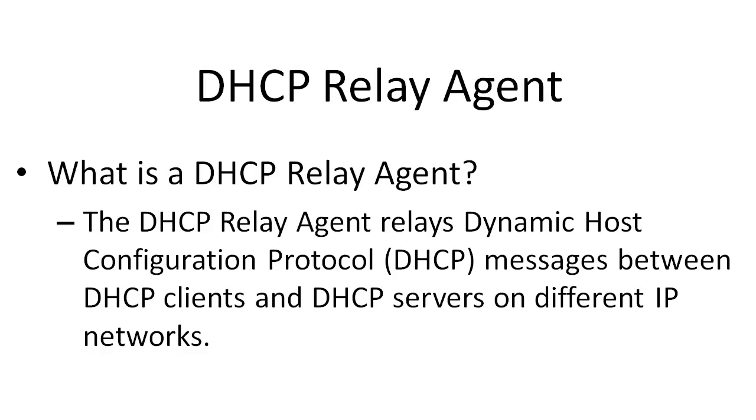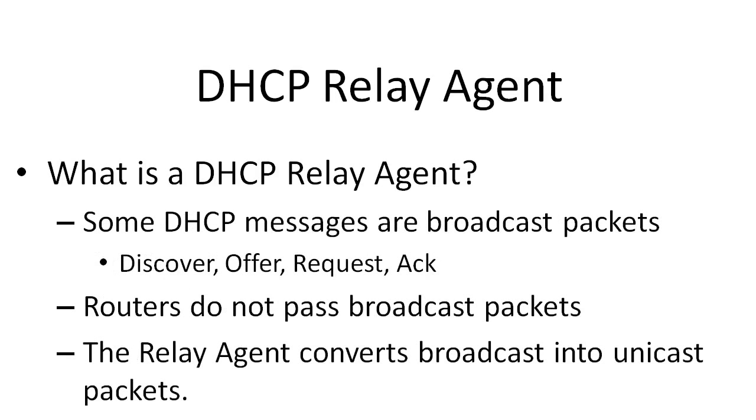The DHCP Relay Agent simply relays dynamic host configuration protocol, or DHCP, messages between DHCP clients and DHCP servers on different IP networks. This is because some DHCP messages are actually broadcast packets: DHCP discover, offer, request, and acknowledgement packets. These packets are used between clients and DHCP servers to negotiate IP leases. Since routers do not pass broadcast packets, we need the DHCP Relay Agent to convert broadcast into unicast packets between the client and the DHCP server.